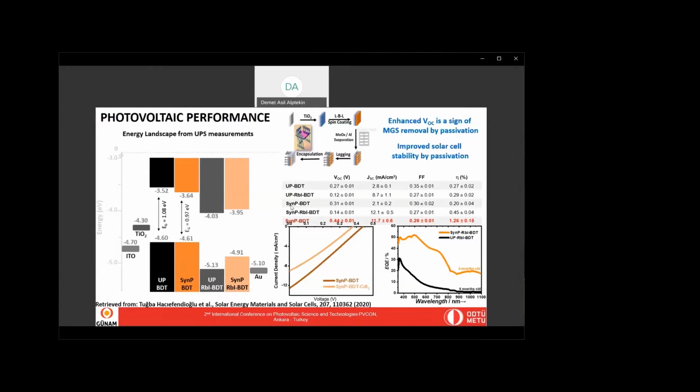And when we apply the same procedure for synthetically passivated quantum dots, we've seen that open circuit voltage again decreases due to the shift in their energy levels, but the short circuit current increases 6 times. As you can see, the current was 2.1 milliampere per centimeter square, but for synthetically passivated quantum dots, it increased to 12. And this leads to a doubling of the photoconversion efficiency.